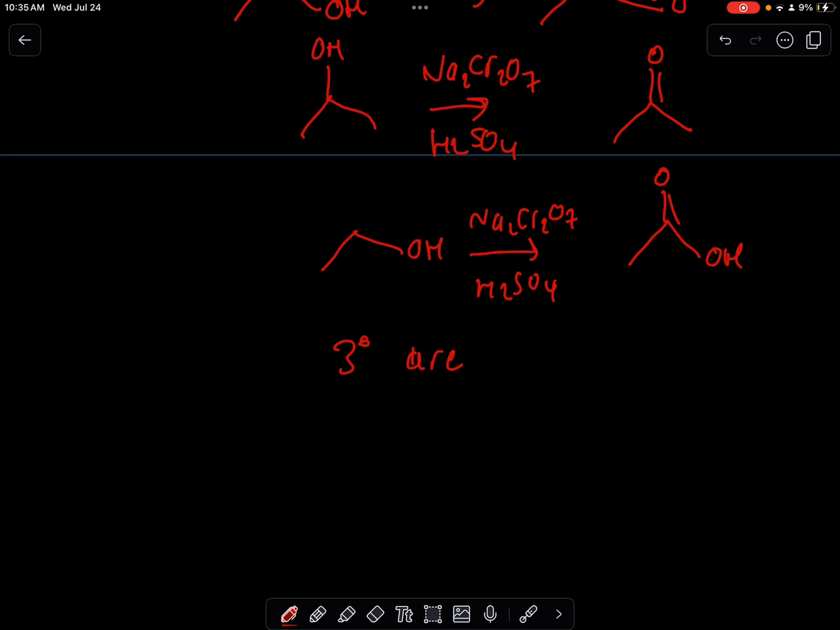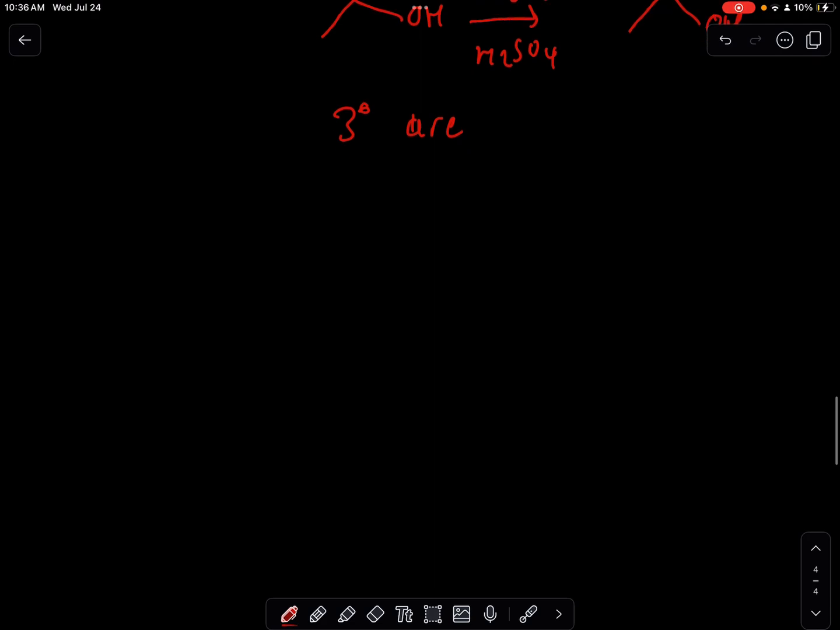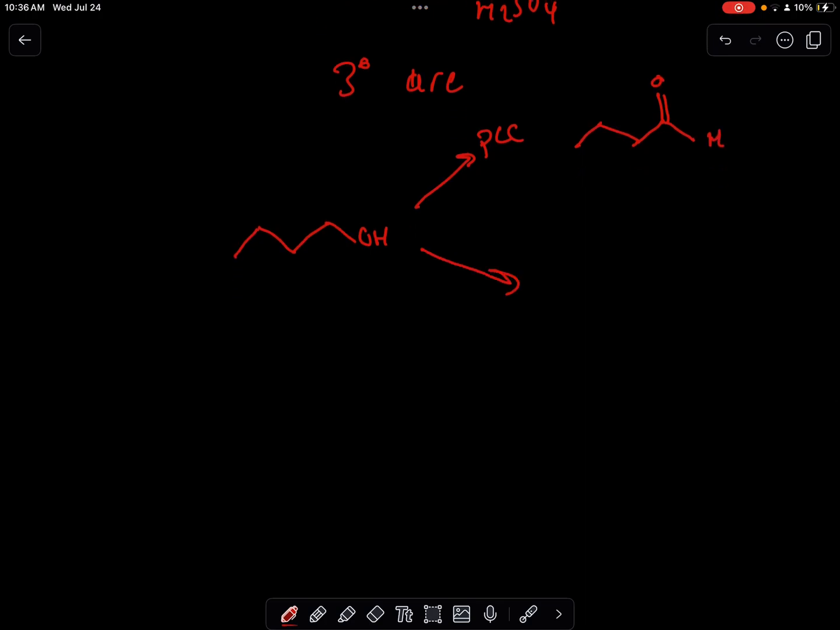Let's do a couple of examples here together. So, let's begin with this alcohol. Let's treat it first with PCC. What product do we get? So, we have this alcohol. It's a primary alcohol. And we've oxidized it with PCC. And we have formed an aldehyde. Then we do it with Jones reagent. We get the carboxylic acid.